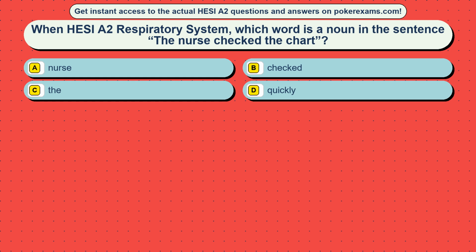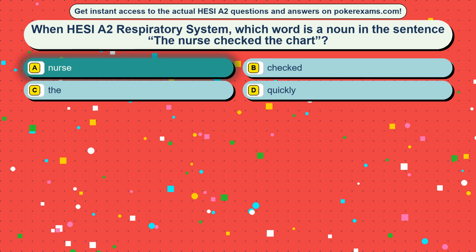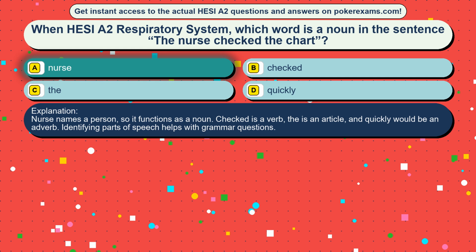Question 29. When HESI A2 Respiratory System, which word is a noun in the sentence "The nurse checked the chart"? Option A, the nurse. Option B, checked. Option C, the. Option D, quickly. The correct answer is option A, nurse. Nurse names a person, so it functions as a noun. Checked is a verb, the is an article, and quickly would be an adverb. Identifying parts of speech helps with grammar questions.